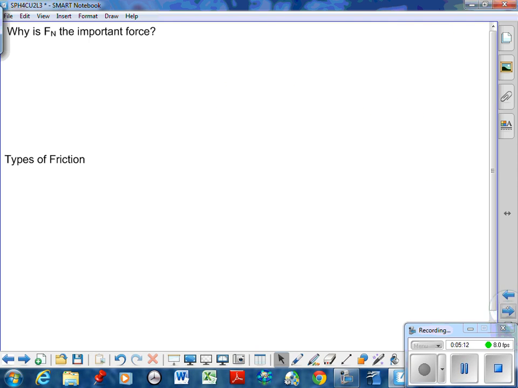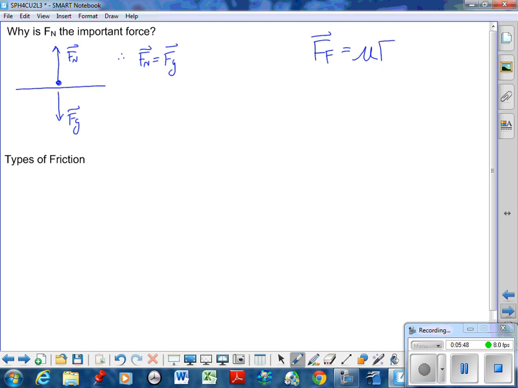All right. So why is the normal force so important? Well, normal force, again, if we go back to a free body diagram, we have force due to gravity, and when we did the free body diagrams, I said normal force always opposes force due to gravity for an object on the ground. So we can conclude in this case that normal force is equal to gravitational force. So what is the calculation for the force due to friction? The formula for the force due to friction is mu times the normal force.